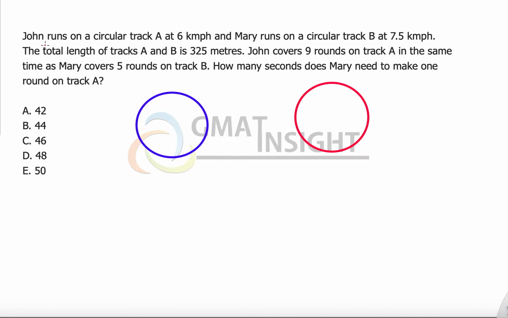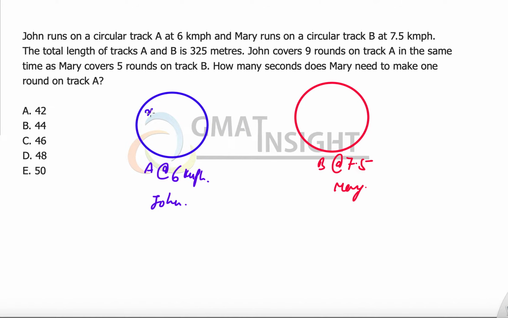Write down the information. John runs on a circular track A at 6 kilometers per hour while Mary runs on circular track B. This is B at the rate 7.5. This is Mary, and in the first case we have John, and the speed is circular track A at a speed of 6 kilometers per hour. The total length of the track A and B is 325 meters.